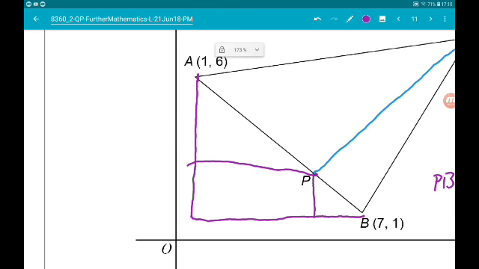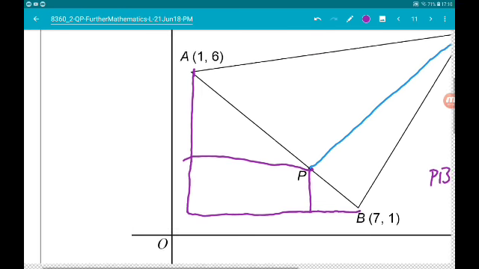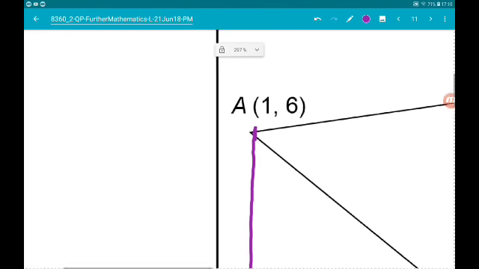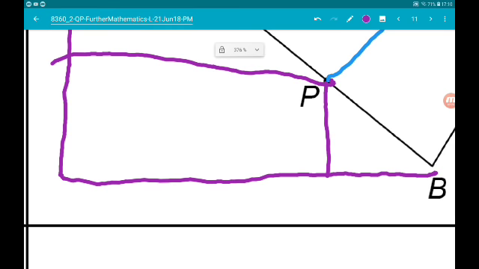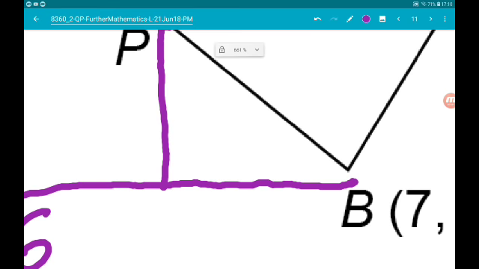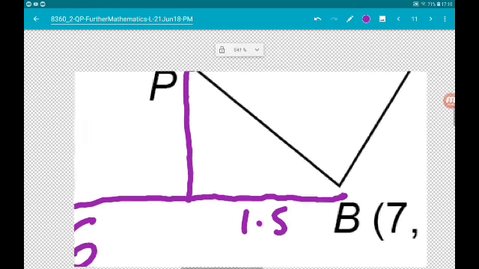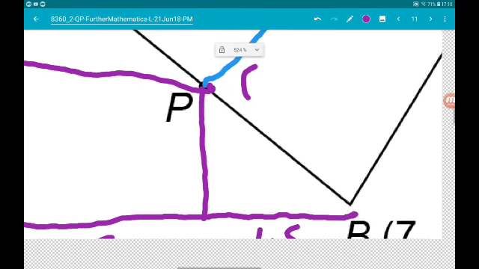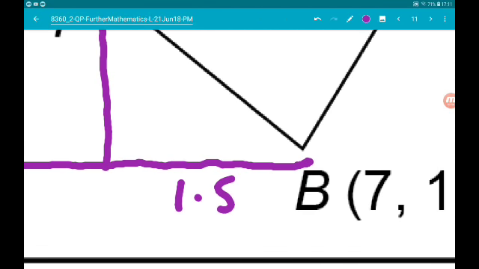Now, the reason we've done that is we can work out the whole length between A and B. So 7 down to 1 is 6 long. So this whole length along the bottom is 6. Now we know the length horizontally between B and P is 1/4 of that, which is 1.5. Now that allows us then to work out the x-coordinate of P as being 1.5 less than 7, which is 5.5.